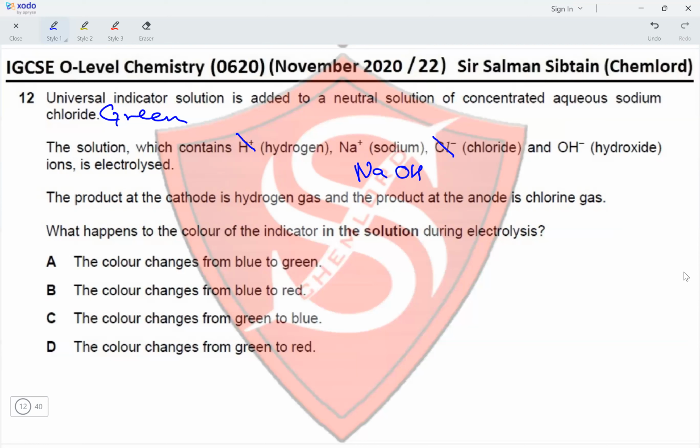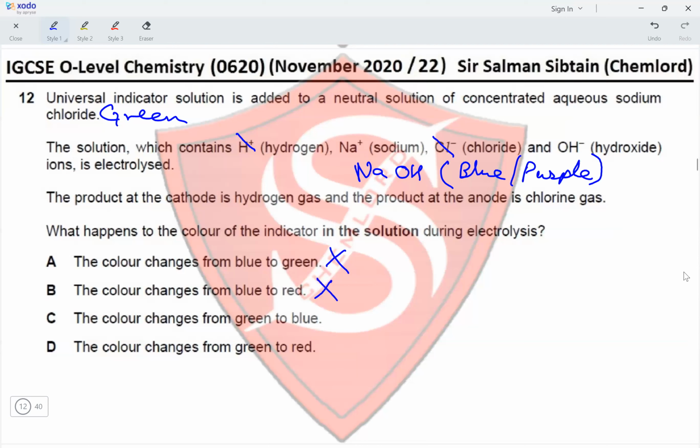What happens to the color of the indicator in the solution during electrolysis? So the solution becomes basic, and the appearance of universal indicator under basic pH is blue or purple. So either of these two colors would be the color observed when electrolysis takes place. So the color changes from blue to green? No, the exact opposite. The color changes from blue to red. Red is acidic conditions for universal indicator. We do not have that during this electrolysis process.